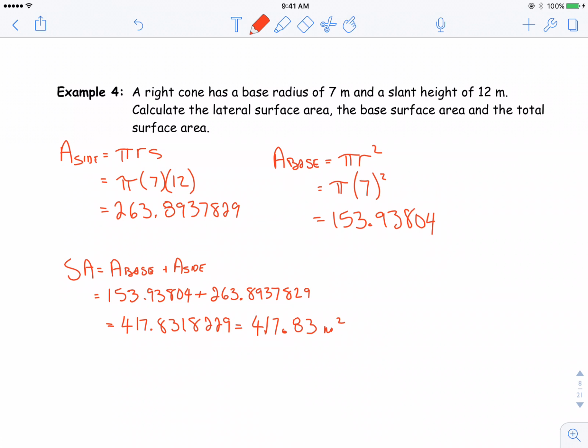There's example number 4. I'll come back with example number 5 because it is using the cone again, using the Pythagorean theorem.